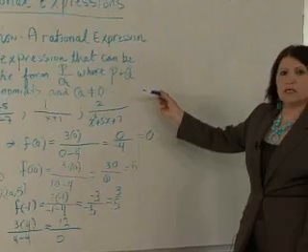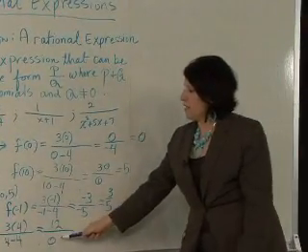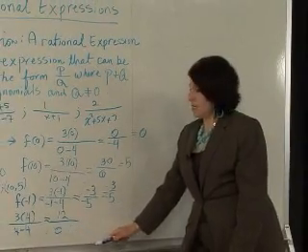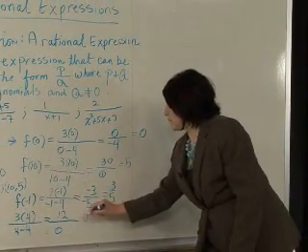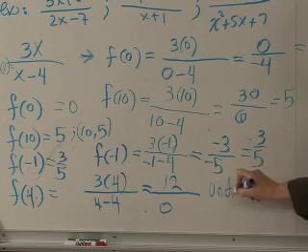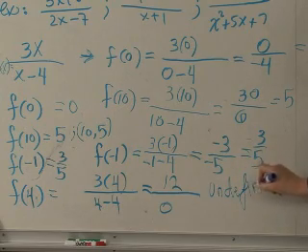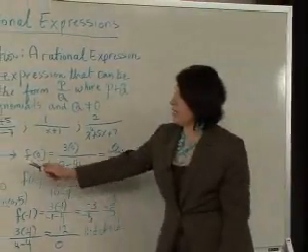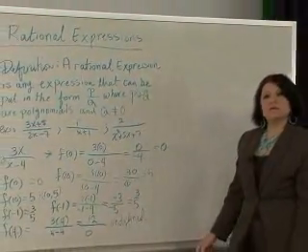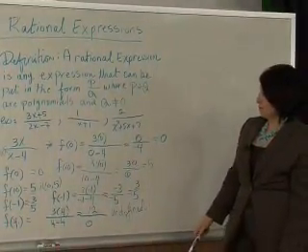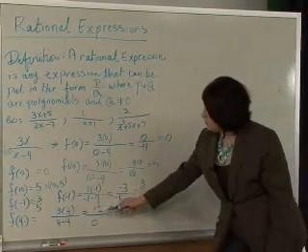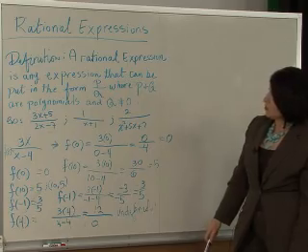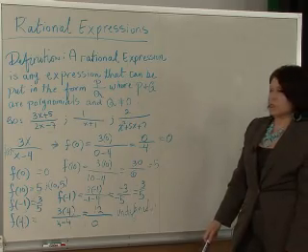Remember, for the rational expression to be defined, we can never have a denominator of 0. So when you get 0 in the denominator, that means the expression is undefined. So we can never find a real number x on the graph of this function. So the function is said to be undefined, or the rational expression is undefined.